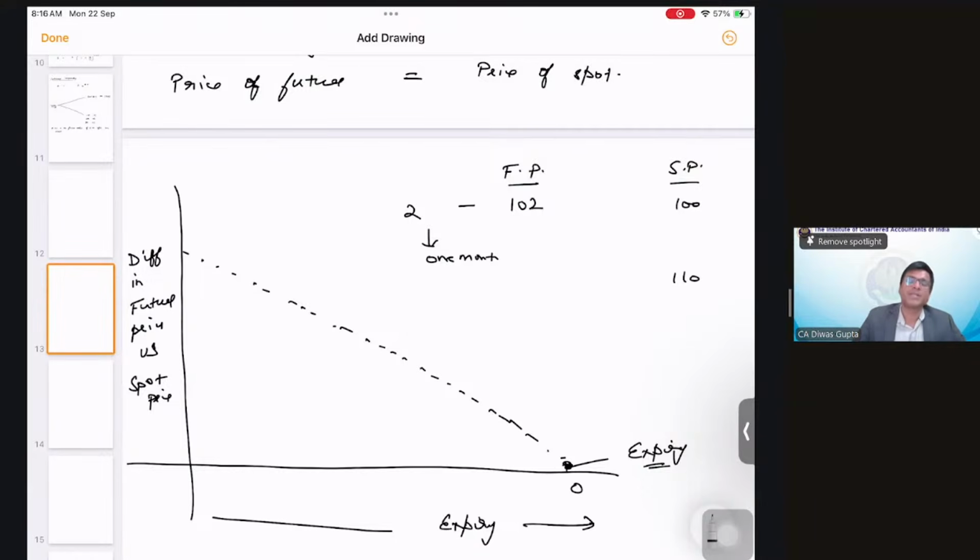Now tell me, students, in which direction will the future price move? After 1 month, the spot price has moved from 100 to 110. The future price will now be calculated on 110, and let's say it becomes 111. Then let's say on expiry, the spot price becomes 105. Now what will be the future price on expiry? Come on, students, tell me.